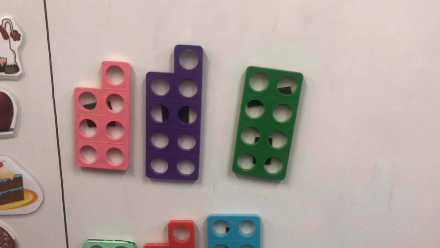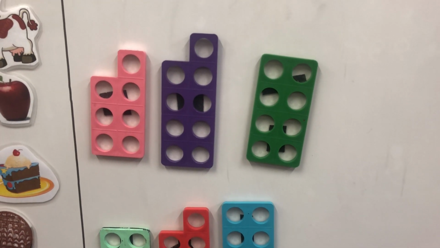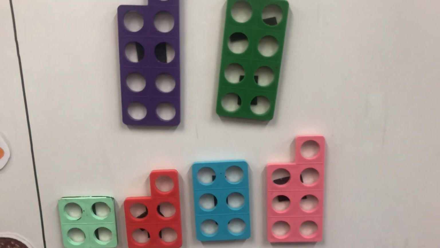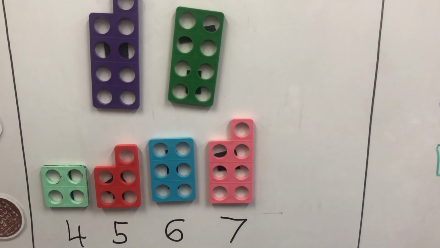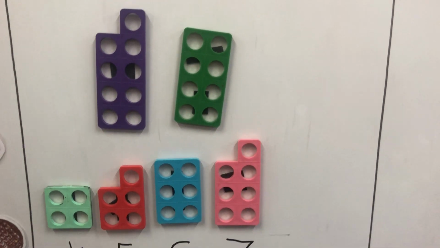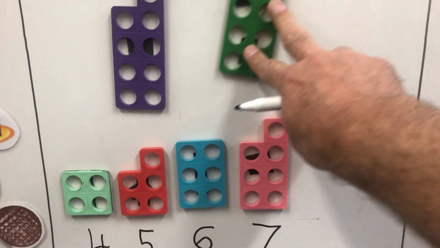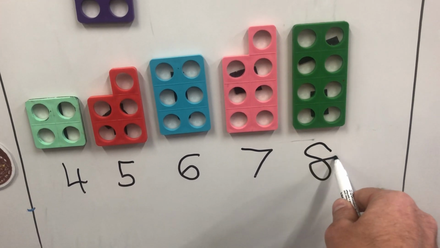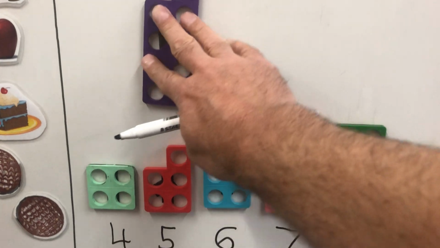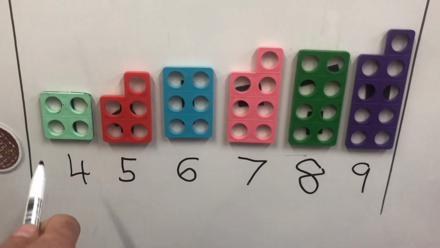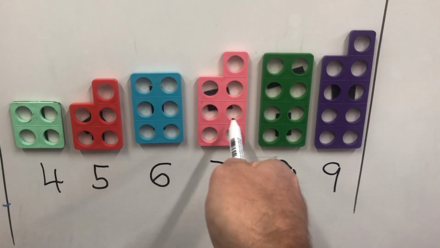Which one of those is 7? Must be a bubble top? That's right, the pink one. 7. 4, 5, 6, 7. And then, so flat top, bubble top, flat top, bubble top. Flat top, there's only one flat top left, this one. And that's 7, that must be 8. And then finally, 9. 4, 5, 6, 7, 8, 9.